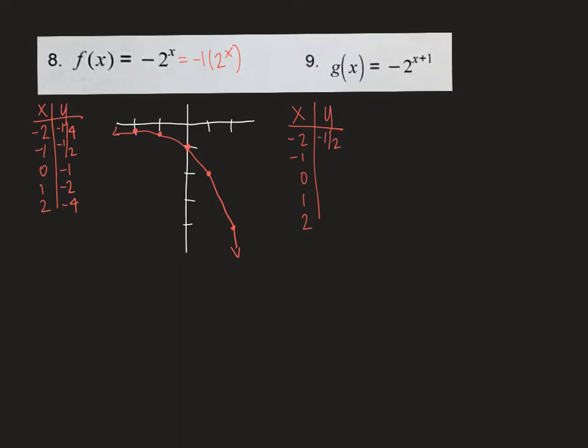When I plug in negative 1, I'm going to get negative 1. When I plug in 0, I'm going to get negative 2. When I plug in 1, I'm going to get negative 4. And when I plug in 2, I'm going to get negative 8. So those are the points that I'm going to plot.